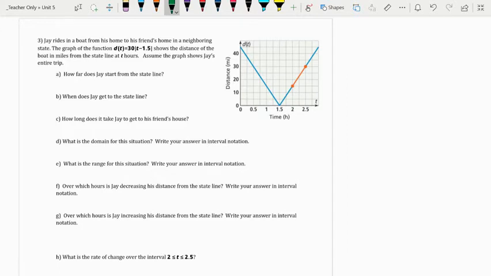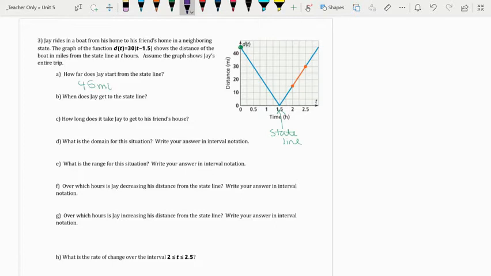Well, it says how far does Jay start from the state line? So you have to think about this scenario again. He's going to the state line and then turning around and coming back, right? So that means the state line is right here. So our starting point is way up here, and that's the distance that he is away from it, which would end up being 45 miles.